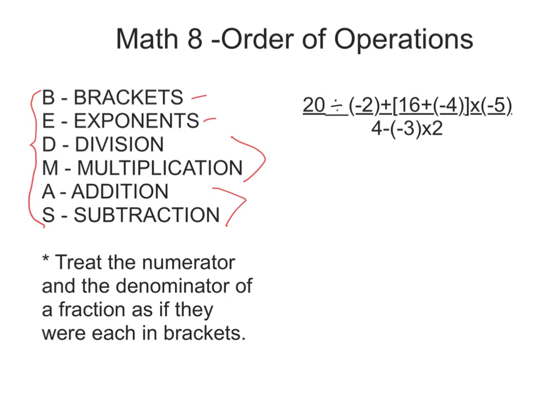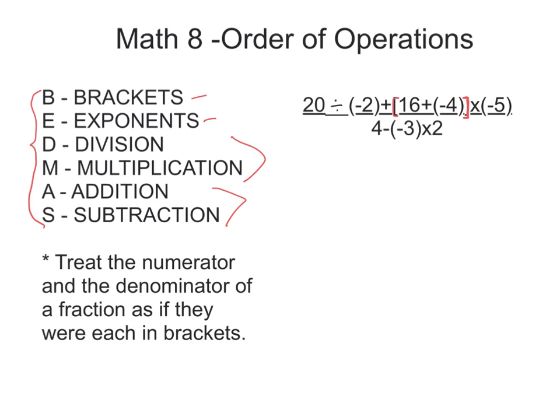So let's take a look at this example here on the side. We have 20 divided by negative 2 plus, in brackets, 16 plus negative 4 times negative 5, and 4 minus negative 3 times 2. Now it says to do brackets first. The important brackets here are these ones. They are surrounding a math statement of 16 plus negative 4.